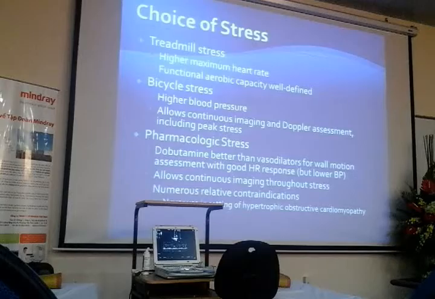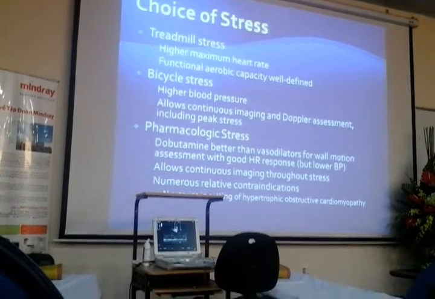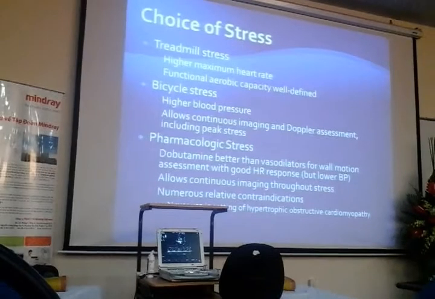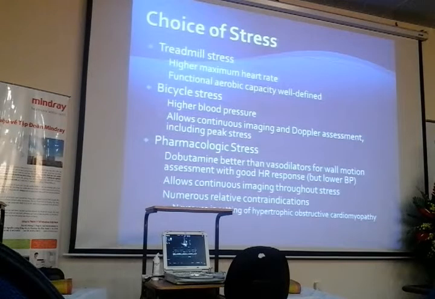So the choice of stress, the three different choices that we have are treadmill, bicycle, and pharmacologic stress, and each of these has its strengths and weaknesses.